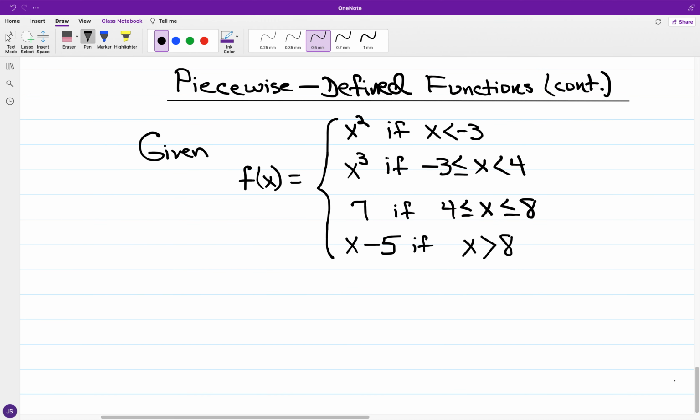Alright, so we have again x squared if x is less than negative 3. So you have negative 3 on down, but you have picking up with negative 3 for the next part, but leaving out 4. And we have 4 in the mix going out to 8. And then rounding out for values of x greater than 8, we have the function equal to not y minus 5, but x minus 5. Say if we were to determine the following.